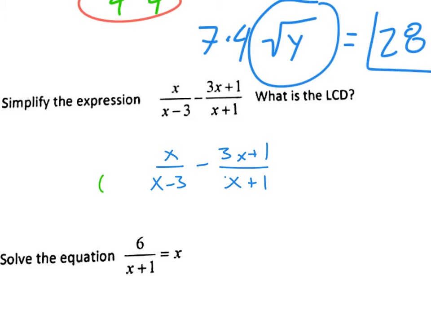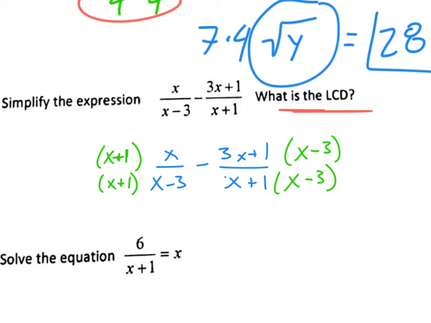So on the left side, we'll have to multiply by x plus 1 on top and bottom, because that would make a common denominator for us. And on the right side, we've got to multiply by x minus 3. And so now for your least common denominator, we know it's going to be this bottom portion here. So what you have to do is multiply through these top pieces so you can subtract them.